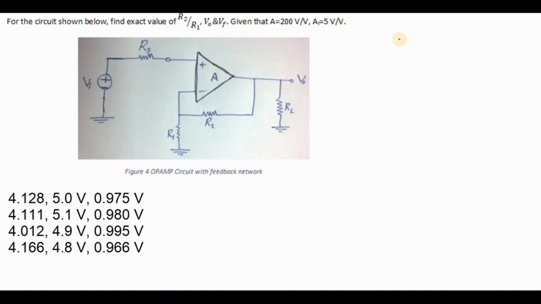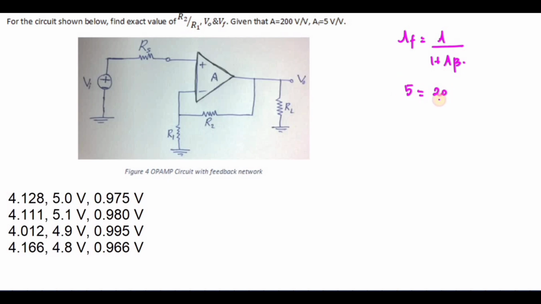The first question is: for the circuit shown below, find the exact value of R2 divided by R1, V0 and Vf, given that A is 200 and AF is 5. We know that AF is equal to A divided by 1 plus A beta, since it is a negative feedback, and they have given the value of AF as 5 and A as 200.